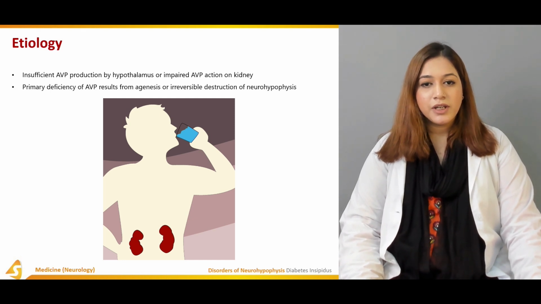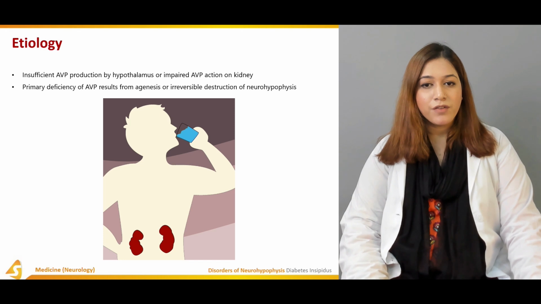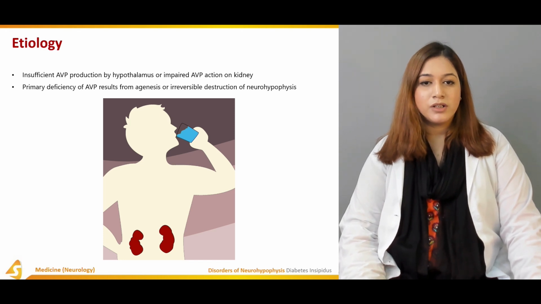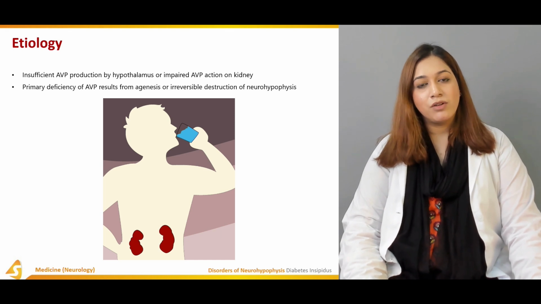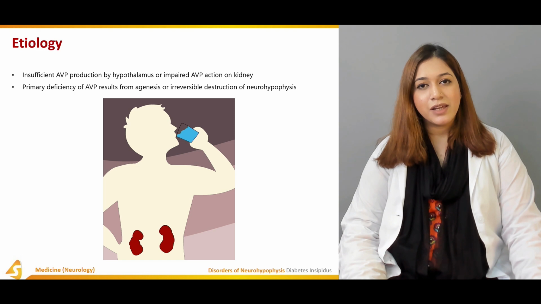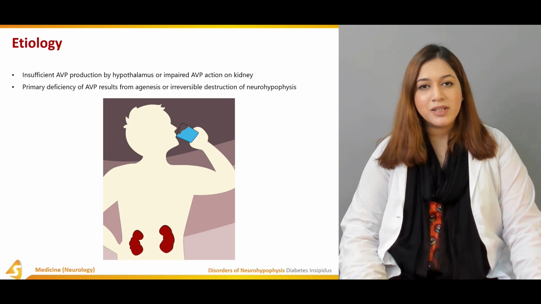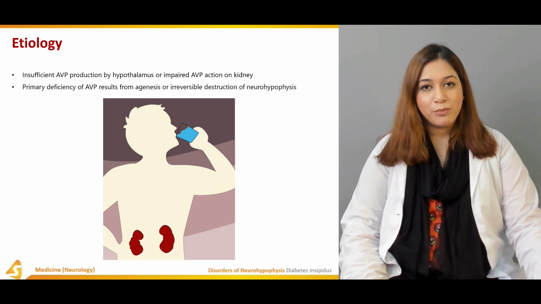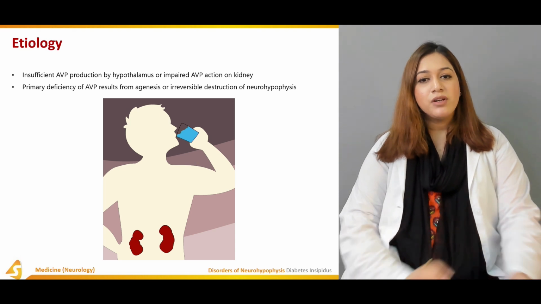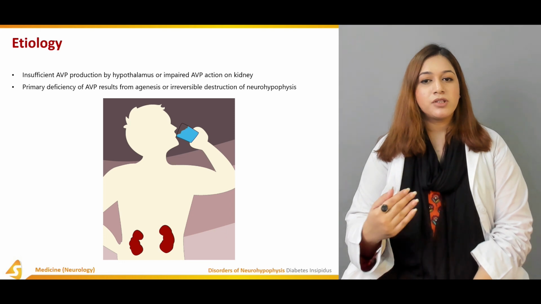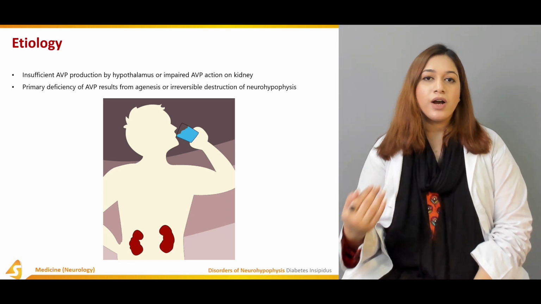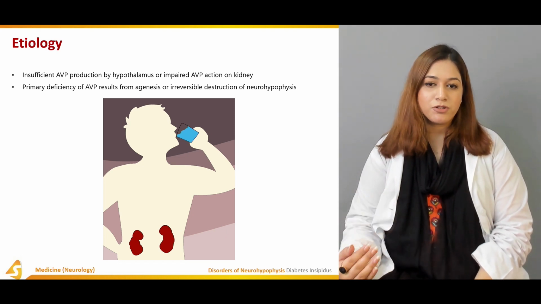The etiology can be primary deficiency of AVP, or the deficiency can be secondary. Primary deficiency is always related to the action, and the secondary deficiency is mainly somewhere in the hypothalamus. The primary deficiency results from agenesis or irreversible destruction of the neurohypophysis, or the posterior lobe of the pituitary gland.